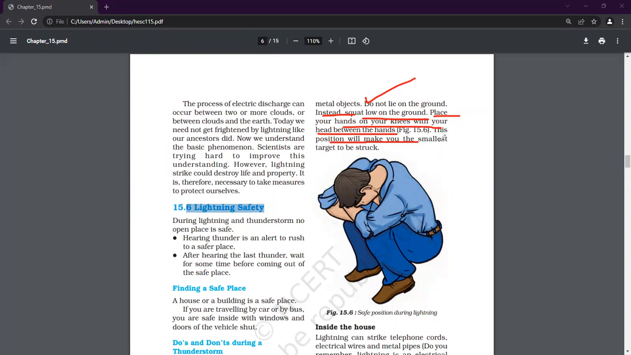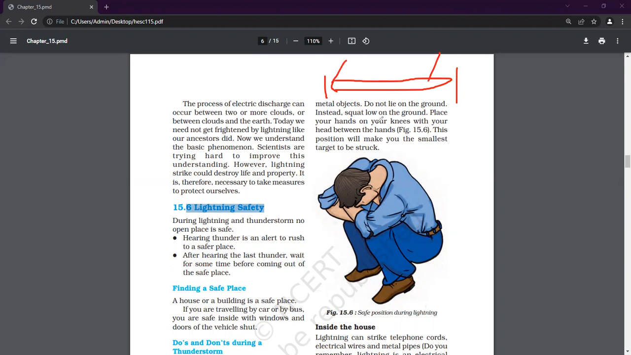This position will make you the smallest target to be struck. Now, if you will lie on the ground, your body will be like this. The length of the body is this much only. So it is the probability that the lightning may strike. Lightning may strike at the ends.